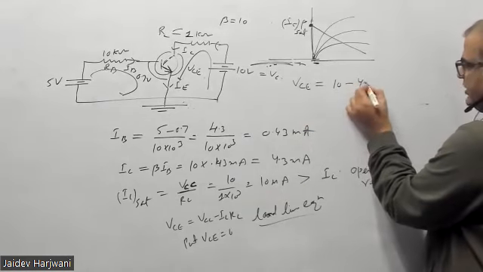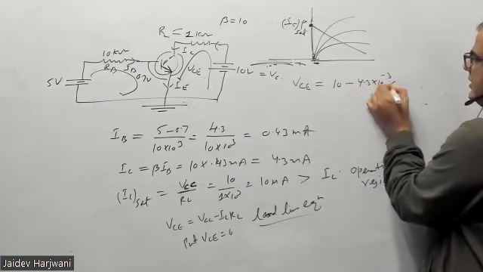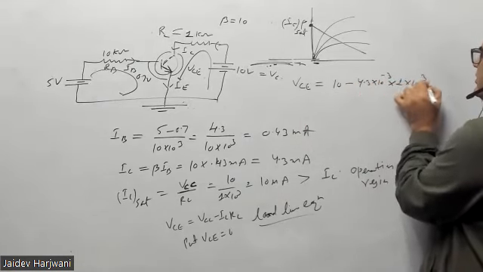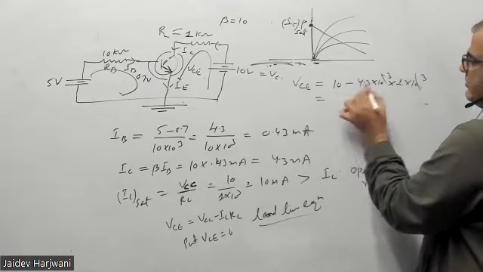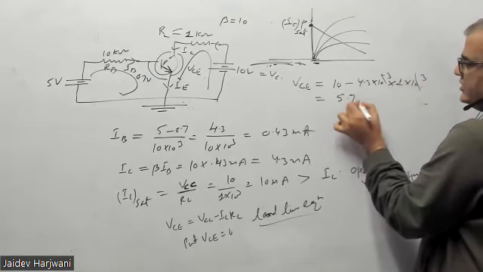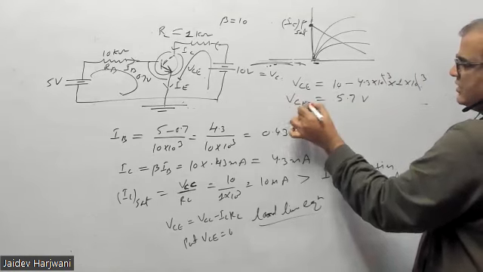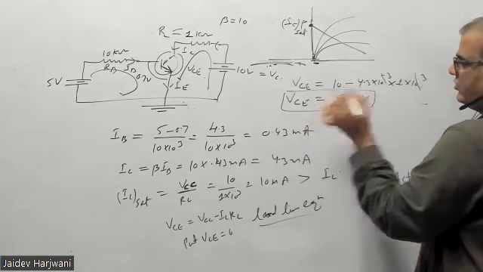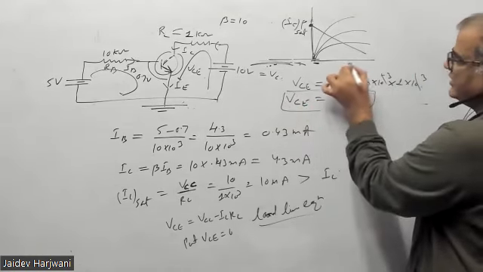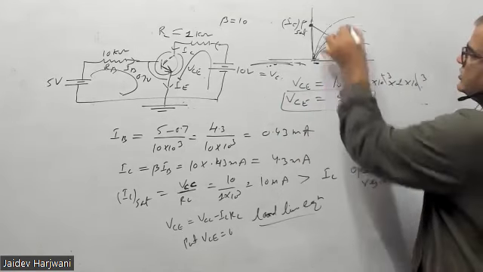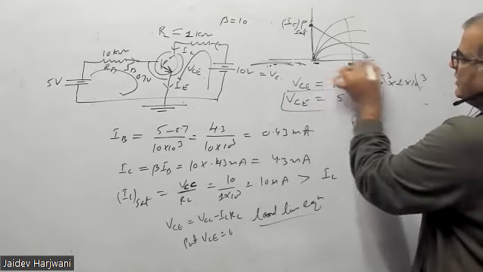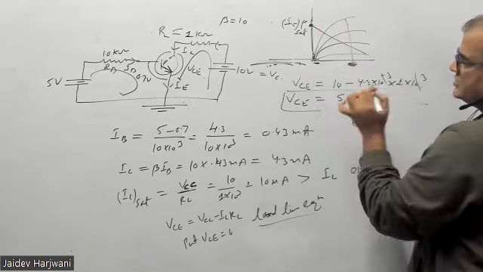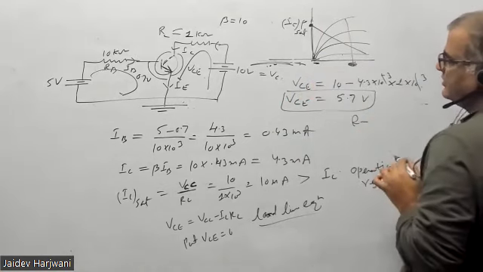IC is 4.3 milliampere and your RC is 1 kilo ohm. So 10 minus 4.3, that is 5.7 volt. VC is 5.7 volt, somewhere here. So it shows the operation is active. Current is not 0.